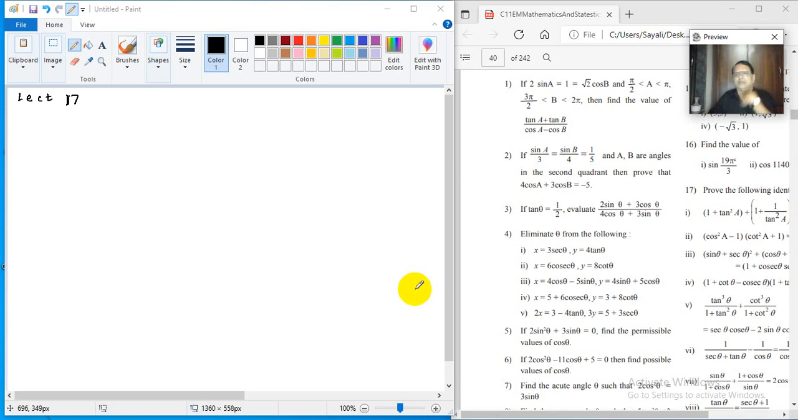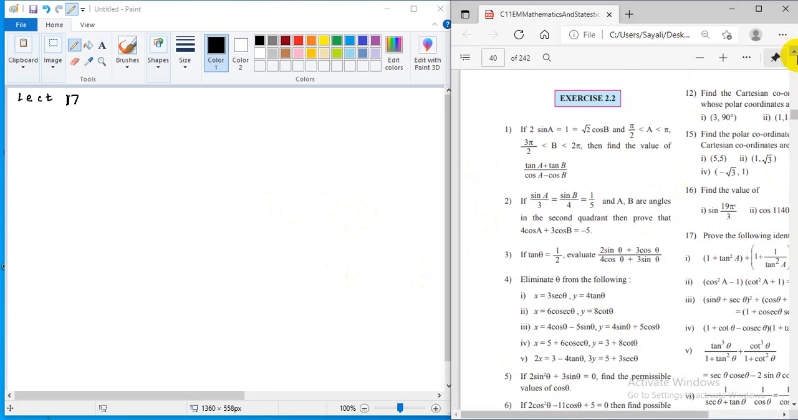In the previous lecture, we were discussing some problems from exercise 2.2. We will continue with that. There are certain problems where they ask you about the permissible values. For example, consider problem number 5 from exercise 2.2. Now see what is asked there.